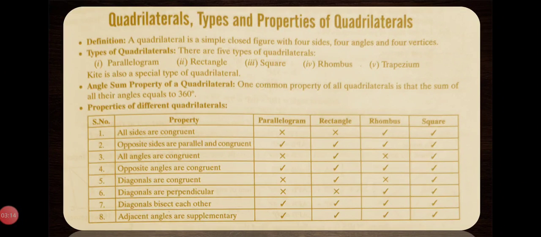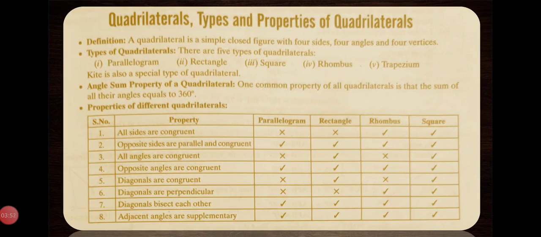Diagonals are congruent. Only in rectangle and square are diagonals congruent, that is, diagonals are equal in length. Diagonals are perpendicular. In rhombus and square, diagonals are perpendicular, that is, diagonals bisect each other at 90 degrees. Next property: diagonals bisect each other. In all 4 types of quadrilaterals, that is parallelogram, rectangle, rhombus, square, diagonals bisect each other.